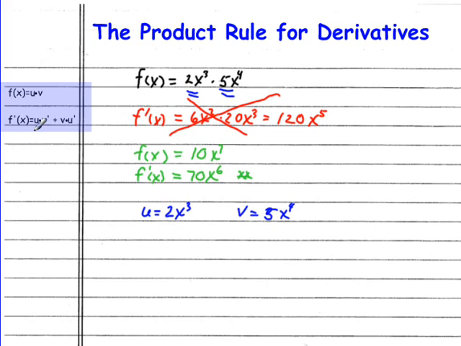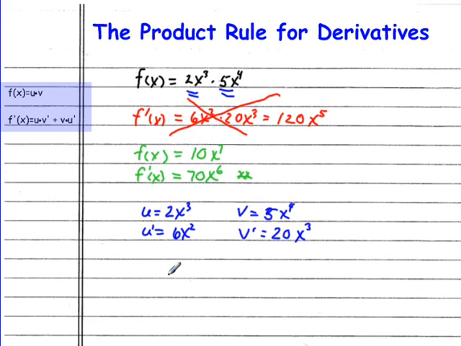When we use the product rule, we're also going to need to know the derivative of v and the derivative of u. So let's calculate that quickly. u prime is 6x squared. And v prime is 20x to the third.